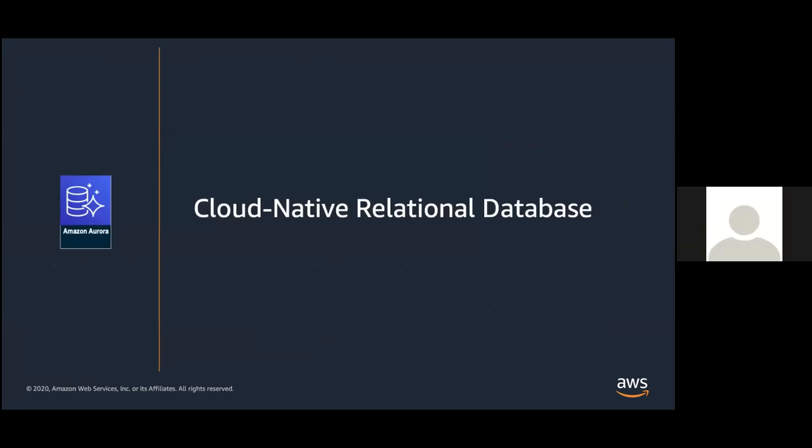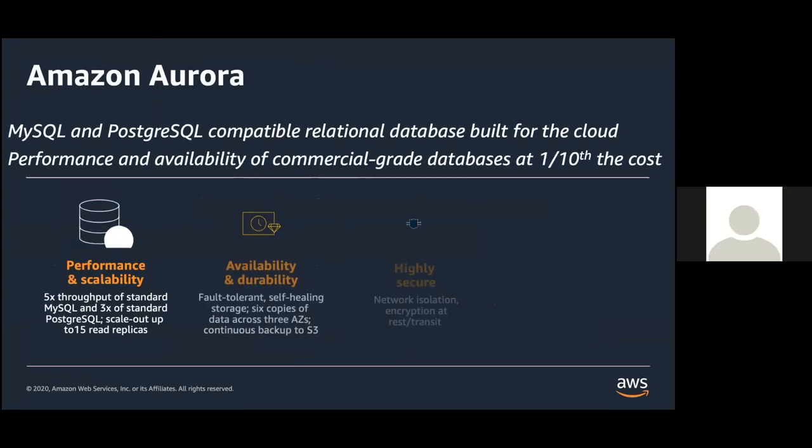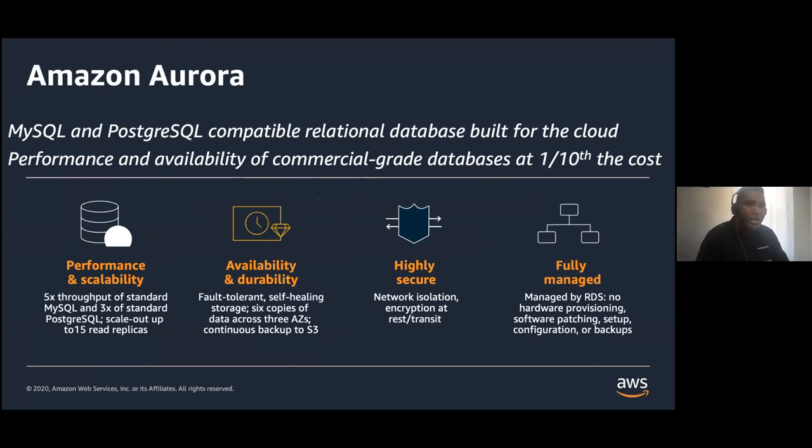Apart from the relational database with RDS, there's also a cloud native relational database. So what is a cloud native relational database? Let's talk about that now. AWS and Amazon spent years building Amazon Aurora. Amazon Aurora is a MySQL and PostgreSQL compatible relational database built for the cloud, that combines the performance and availability of high-end commercial databases with the simplicity and cost-effectiveness of open source databases.